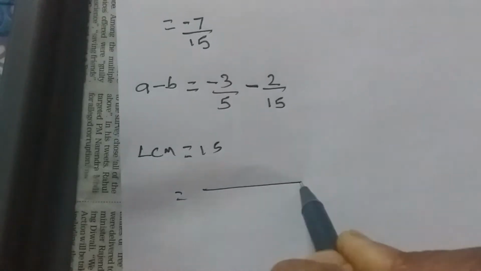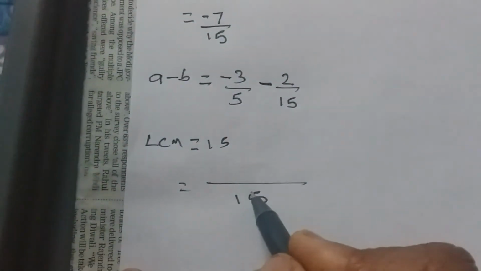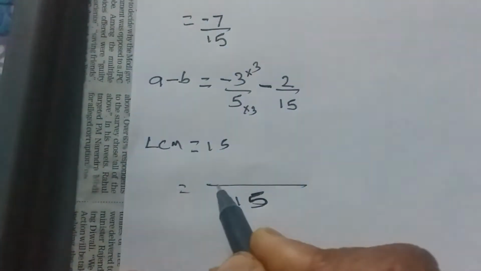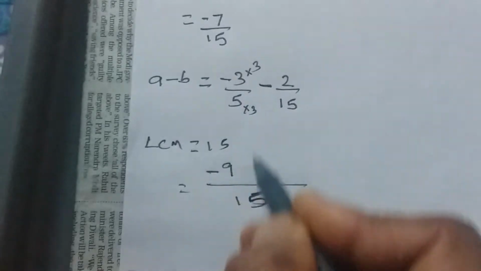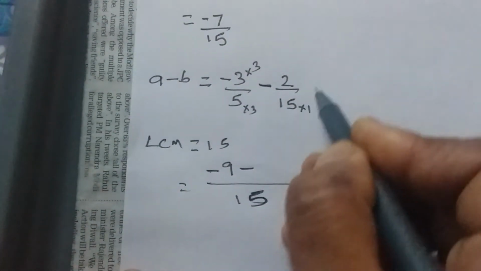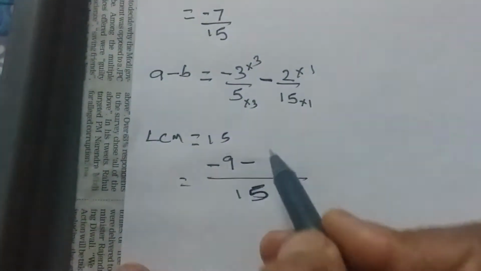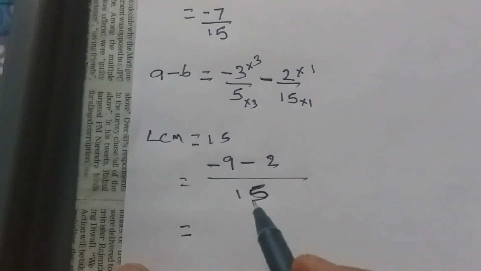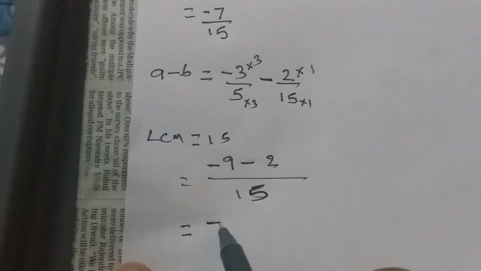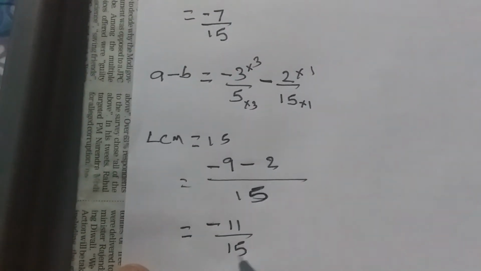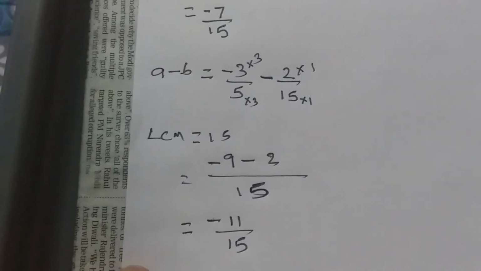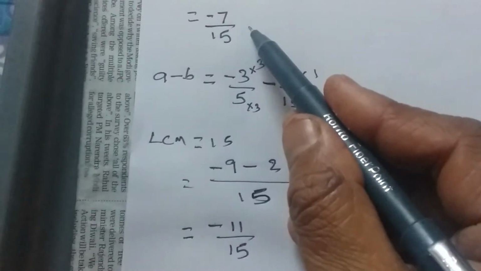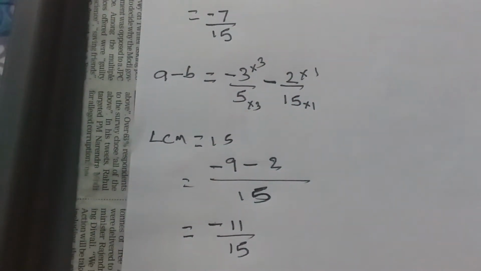Next step, write the common denominator 15 and 5 into what gives 15? 5 threes are 15. Multiply numerator also by 3. It is minus 9. What is the next sign? Minus. 15 ones are 15. So multiply numerator also by 1. 2 ones are 2. And what is it here? Signs are same. So what is the rule? Add and put the common sign. Minus 9 plus 2 is, minus 11 by 15. 11 and 15, they don't have a common factor. They cannot be cancelled. So we got a plus b is minus 7 by 15, a minus b is minus 11 by 15.